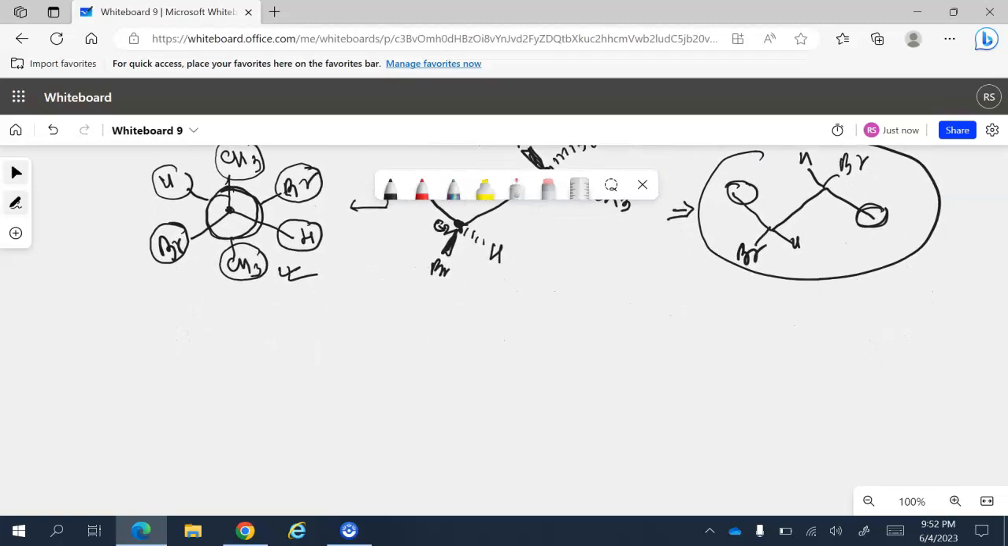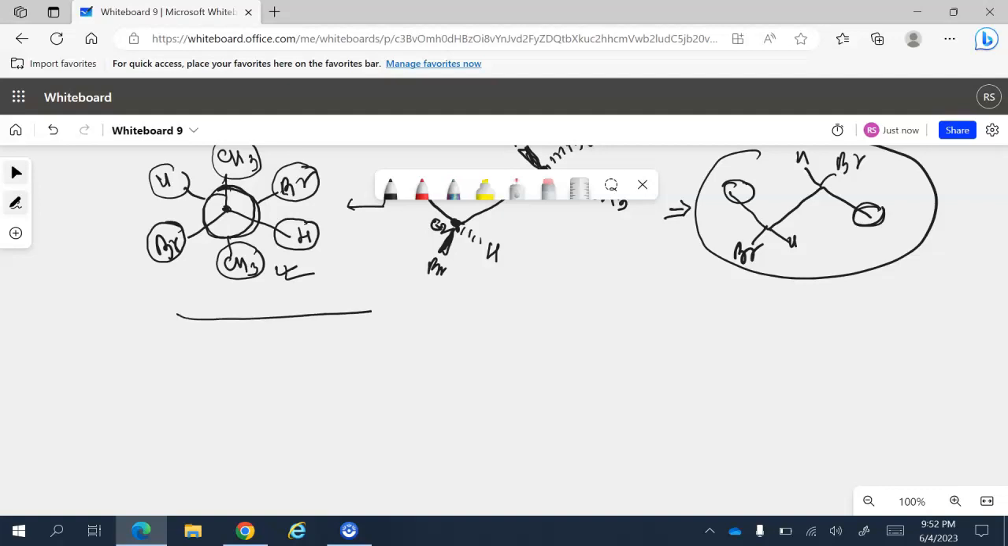Now the other important discussion that I would also like to do here is how to predict which structure is more stable, to find out the most stable Newman structure.